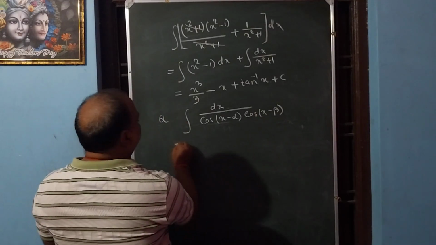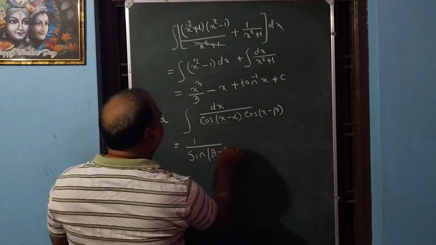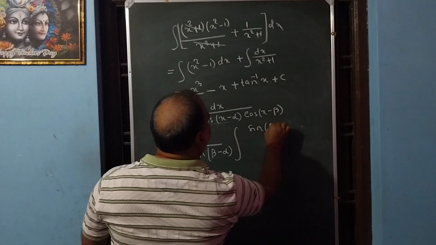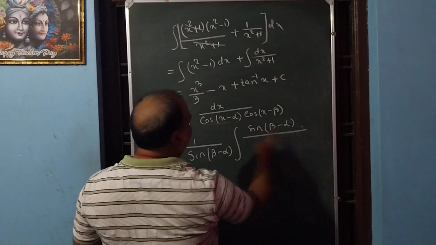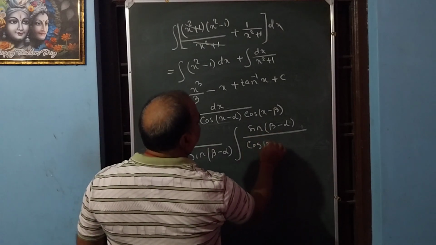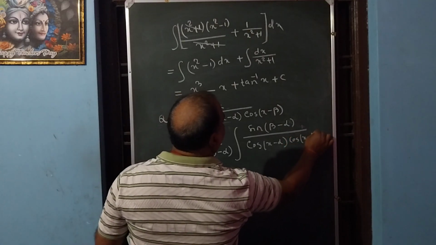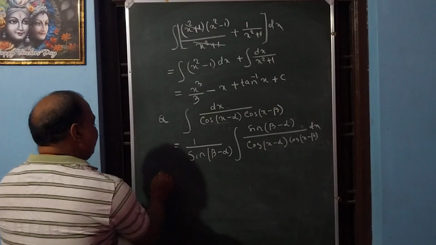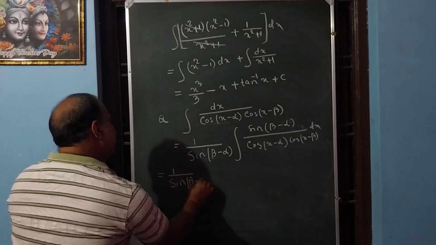So in this case we have to multiply by 1 by sin beta minus alpha, and here it is also divided. Multiplied and divided, this is one constant quantity. We have to multiply and divide, so the result will be 1. So here it is cos x minus alpha into cos x minus beta, okay, here it is dx. Here we get 1 by sine beta minus alpha.